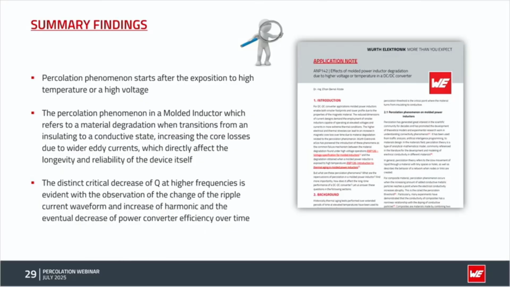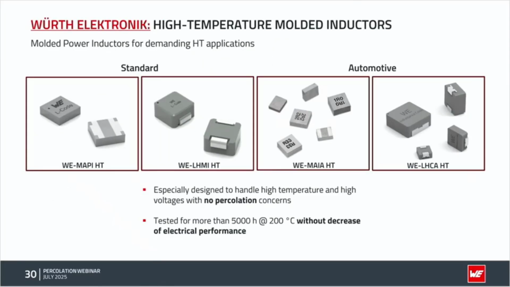We have our standard industrial parts and we have automotive parts. And both of them you can find with the HT name, that is the high temperature, because at this point, when we launched the material, we were thinking about thermal aging. So this percolation is the result after the research that we have in Würth Elektronik.